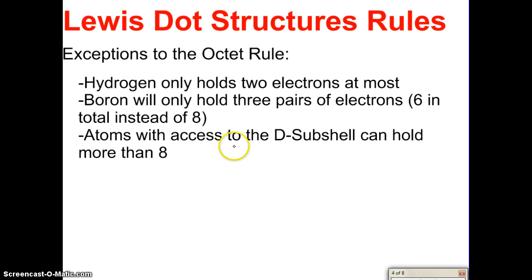Then we have this rule that gives us more than 8, and it's anything that has access to the D shell. Well, remember the D shell comes in on the 3rd period. Remember, scandium to zinc is 3D. So anything on that 3rd period and below has a D shell it has access to. So this would include aluminum, silicon, phosphorus, sulfur, chlorine, and argon. They can bond, and they can have more than 8 valence electrons. Now keep in mind that doesn't mean that we're trying to get them to have more than 8. We're still trying to get them to obey the octet. It just means that they may hold more than 8 if they have to.